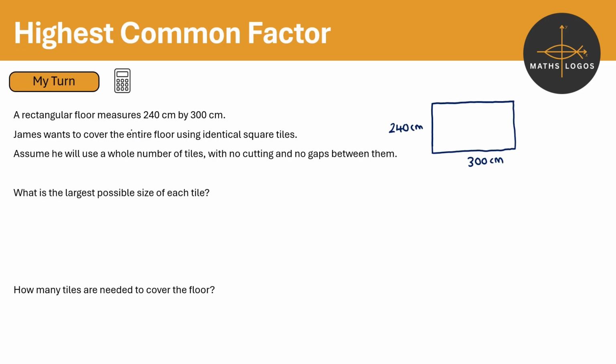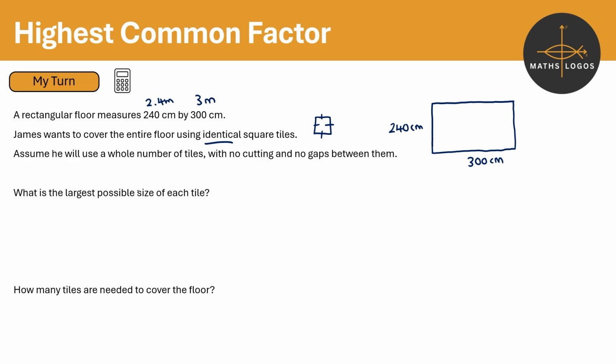Okay, let's look at our next example, which is a worded exam style question. A rectangular floor measures 240 centimeters, so that would be 2.4 meters, by the way, and 300 centimeters, which would be 3 meters. James wants to cover the entire floor using identical square tiles. And what that means is they're all going to have the same side lengths because it's a square. Assume he will use a whole number of tiles with no cutting and no gaps in between them. Obviously, that isn't a real life situation because in real life, you would probably cut the tiles and you would leave little gaps in between them.